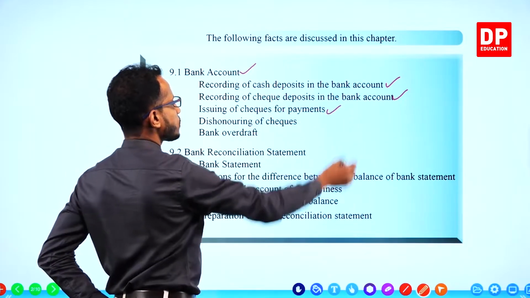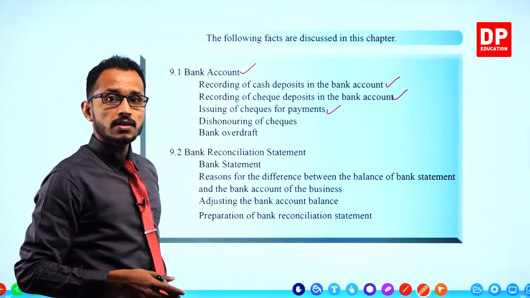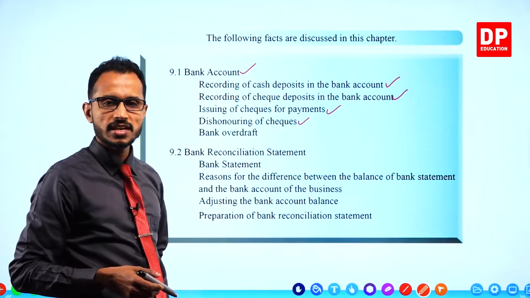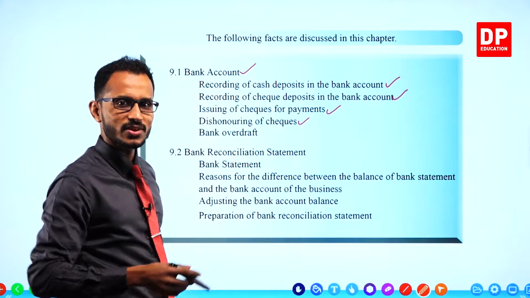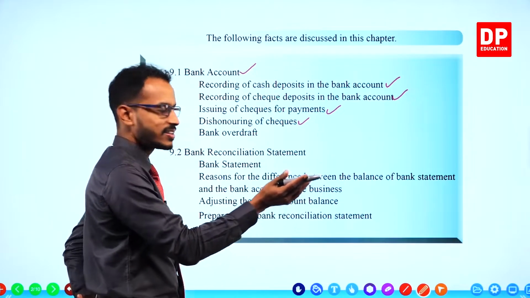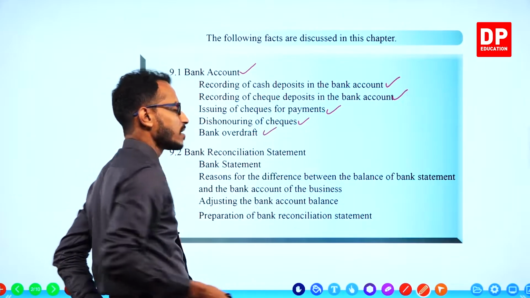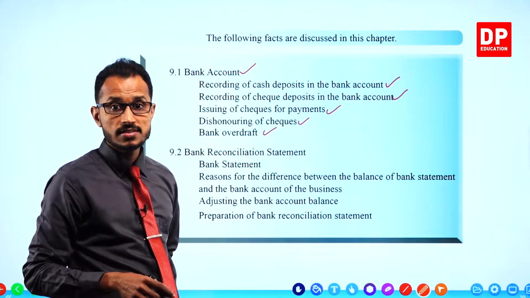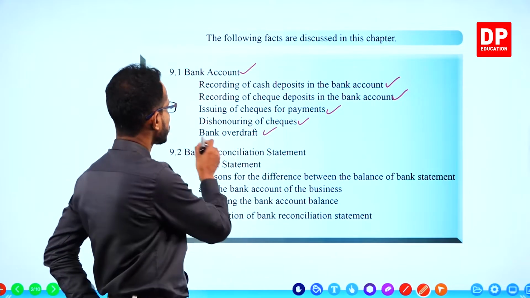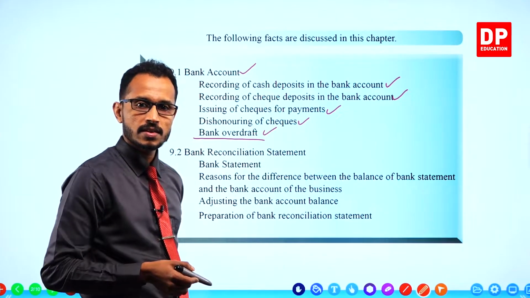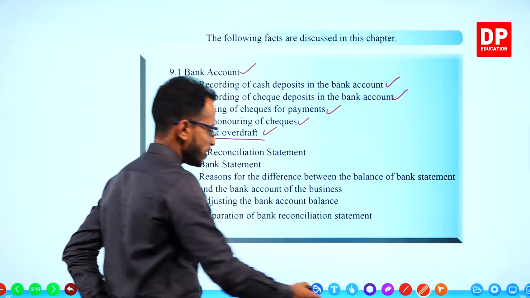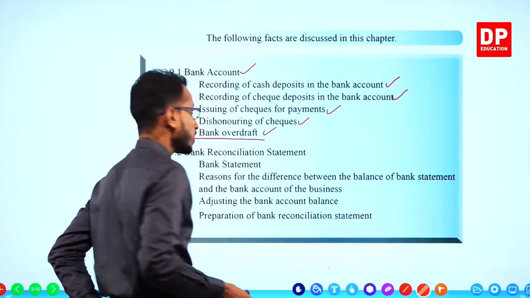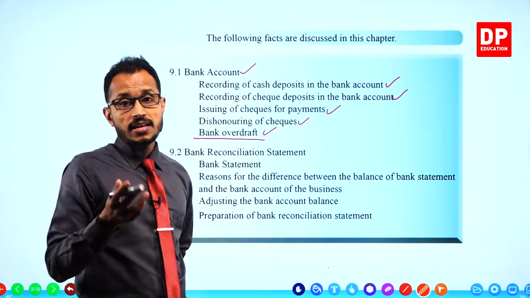Issuing of checks for payments. Dishonoring checks. New words, right? No problem. You're going to learn a lot in this lesson. Bank ODs, bank overdrafts. Then, as I said, we move down to bank reconciliation statements.